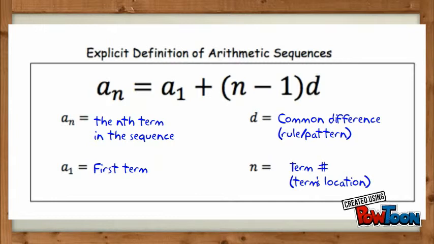The important thing here is that you know that the only two pieces of information that we're going to put a number in for when we write the explicit definition is a sub 1 and d. The a sub n and the n minus 1 stay as they are.